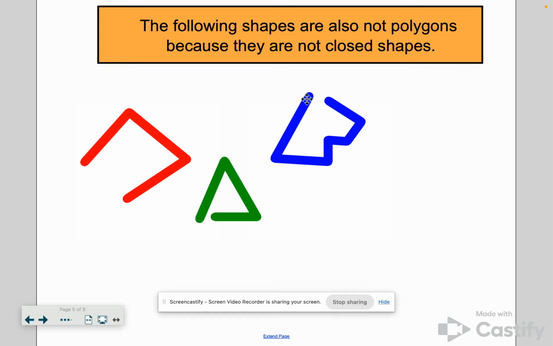The same thing on the blue shape. It is made of straight line segments, but it has this opening or a gap, which makes it not a closed shape. It's called an open shape, and open shapes are not polygons. This bottom one, the green one, is almost a triangle, but it's missing that little piece there, so it's also not a polygon.